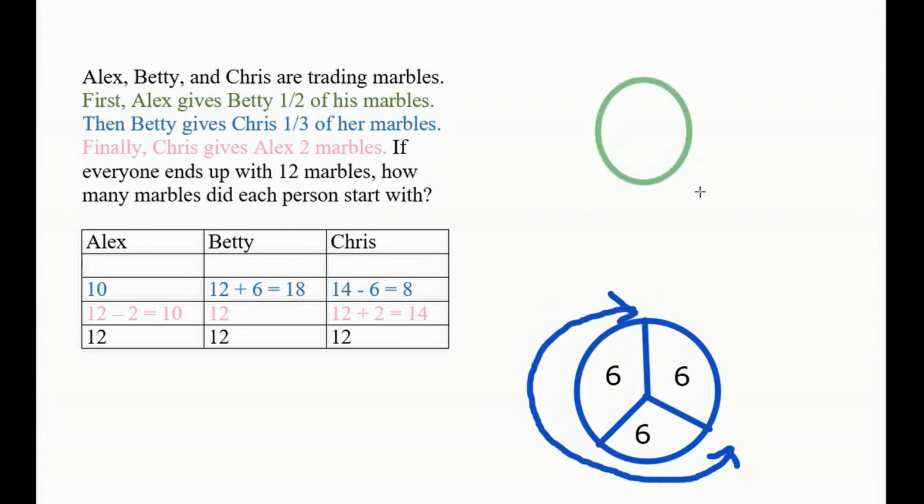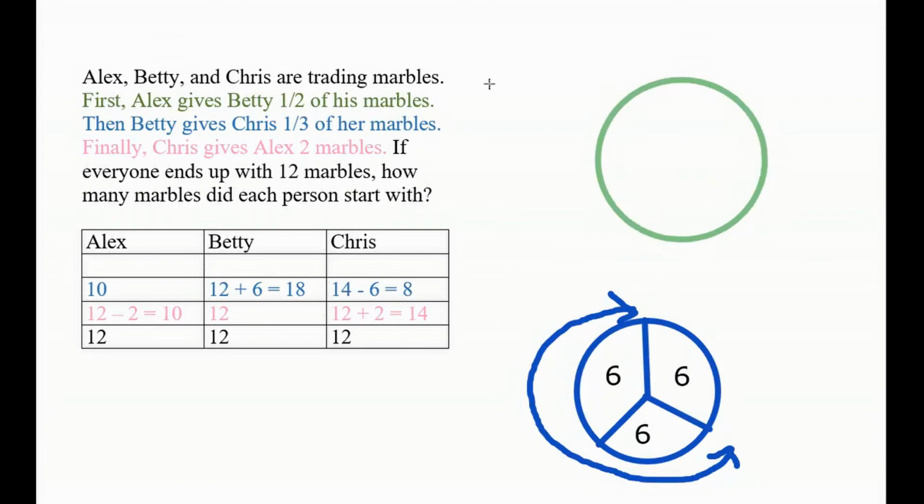I'm going to draw a green circle just to be consistent in terms of the color. And I'm going to take this and cut it into halves, or 2 halves. So Alex gave half of his marbles away and he was left with 10 marbles, this 10. Okay, this must be 1/2 of his marbles. If Alex gives half of his marbles away, he was left with 1/2 of his marbles. This 10 must represent that half.